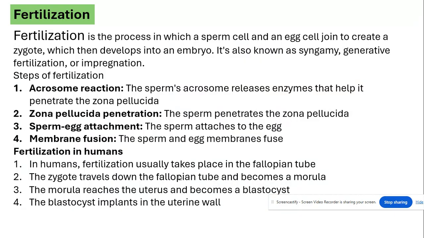Fertilization in humans. In humans, fertilization usually takes place in the fallopian tube, most of the time in the ampulla. The zygote travels down the fallopian tube and becomes a morula. The morula reaches the uterus and becomes a blastocyst. The blastocyst implants in the uterine wall.